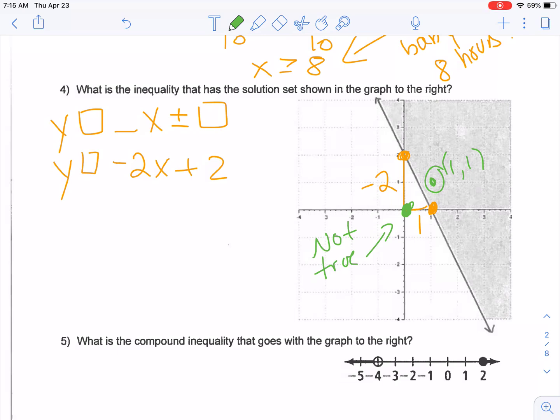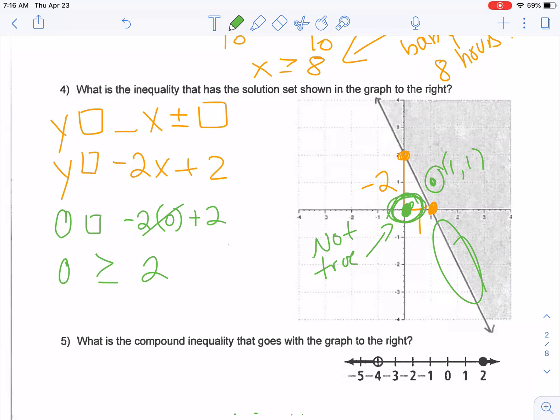So 0, something, negative 2 times 0 plus 2. That goes away. 0, something, 2. Well, we all know that 0 is less than 2, except this is a not true statement. So we need to say it's greater. Erase that. Greater than 2, because it has to be a false statement. And since it's a solid line, it must have the equal symbol. So now we're going to slide this inequality the whole way up here. And we're going to rewrite it as y is greater than or equal to negative 2x plus 2.